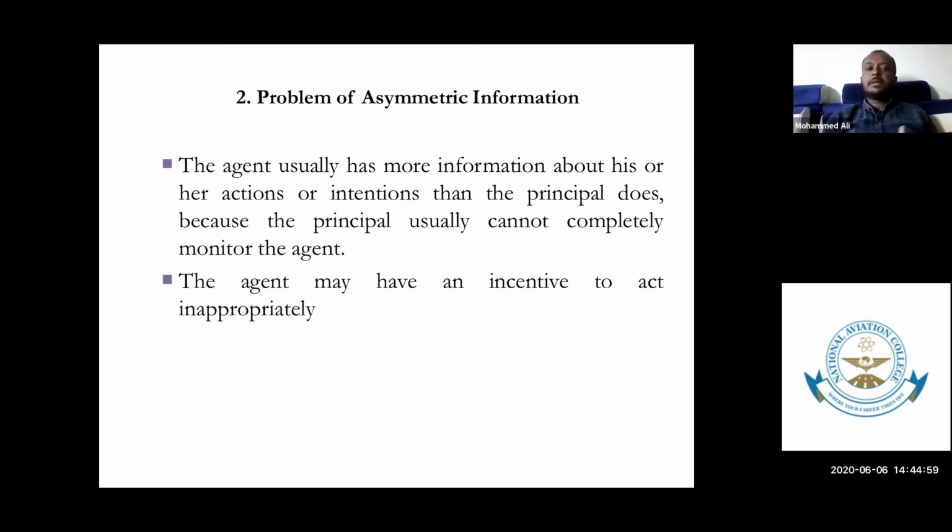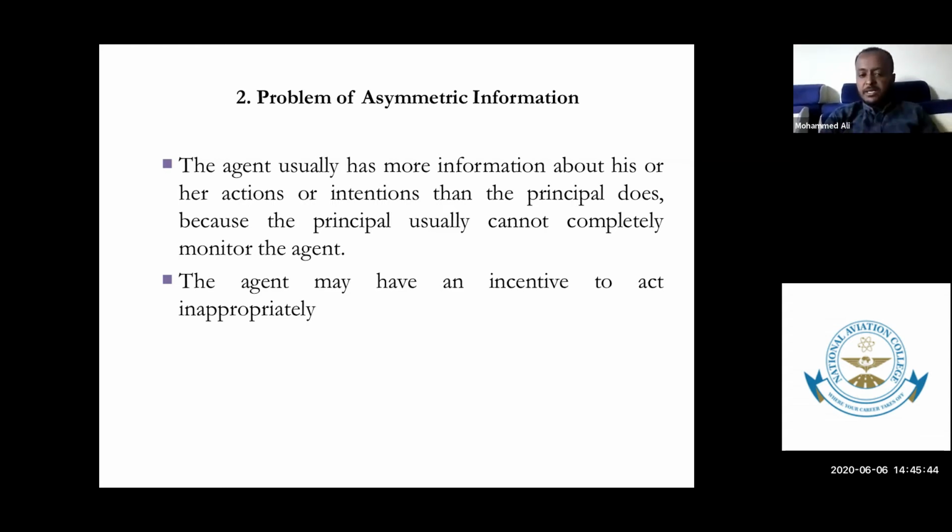The second one, asymmetric problem, as we have seen. The problem of asymmetric information means there is an agent-principal relationship between management and shareholders or company owners. Management is an agent to act on behalf of principals. An agent or management has its own interest, and shareholders also have their own interest. Therefore, the asymmetry problem means there is a conflict of interest between the agent and the principal.